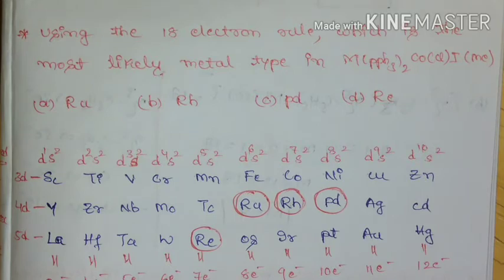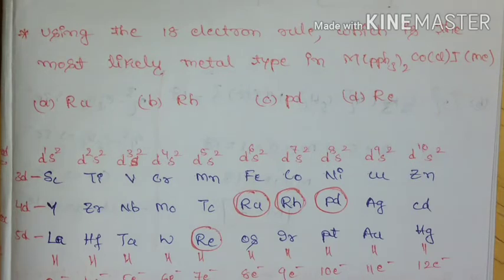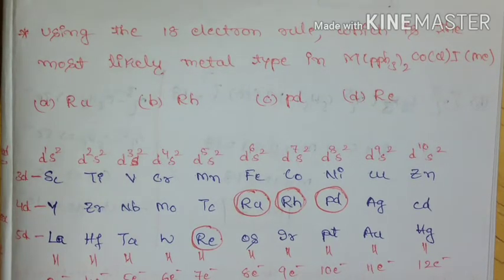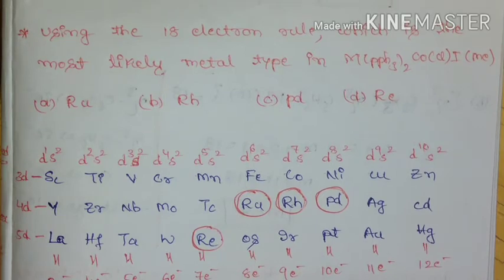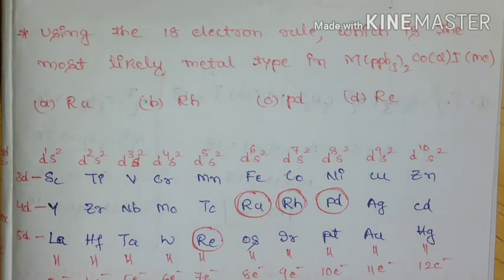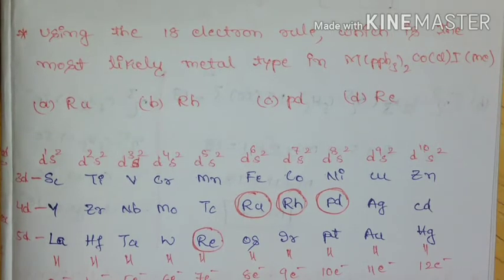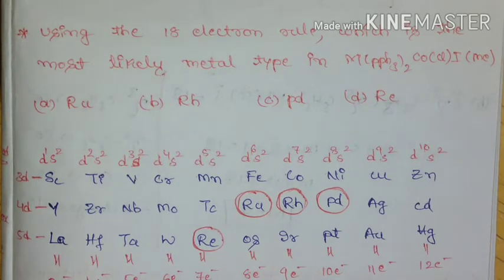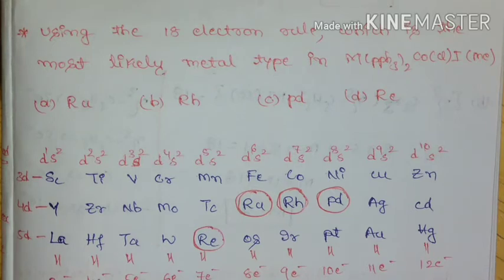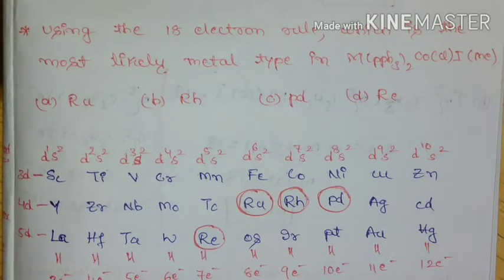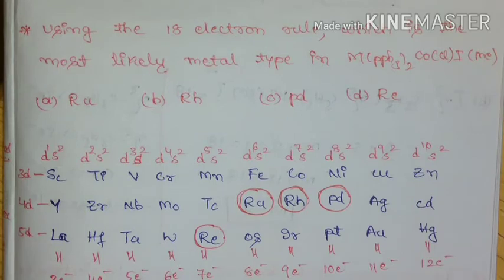Similarly, by using the 18 electron rule, we can also find which type of metal is present in the given complex. So we will see a question related to that kind. Using the 18 electron rule, which is the most likely metal type in M, PPh3 twice, CO, Cl, I, Me? This is the complex, and by using the 18 electron rule, we need to find which type of metal is likely to be present in this complex.